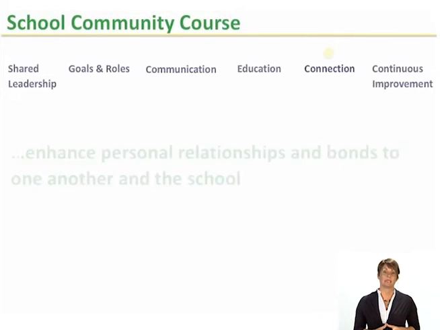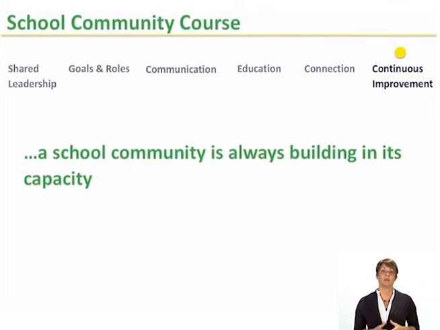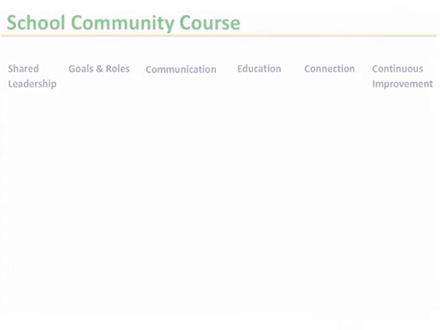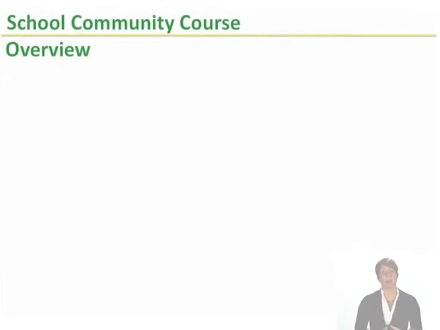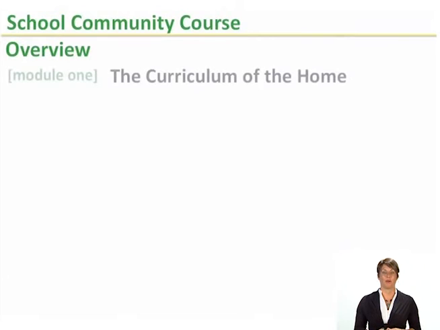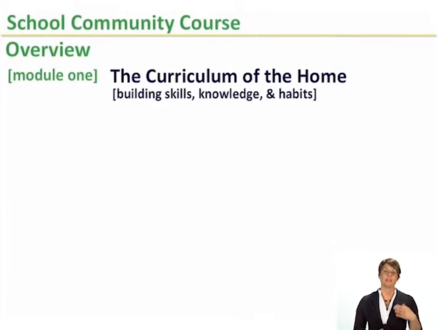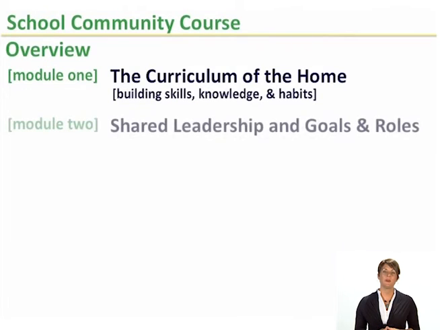Building block number 6 is continuous improvement, because a school community is never completely built. It is always building in its capacity for nurturing the ties among its members and achieving outcomes for its students. Our first module will explain what research has shown about the curriculum of the home. The second module will cover 2 of the building blocks of school community: shared leadership and goals and roles.